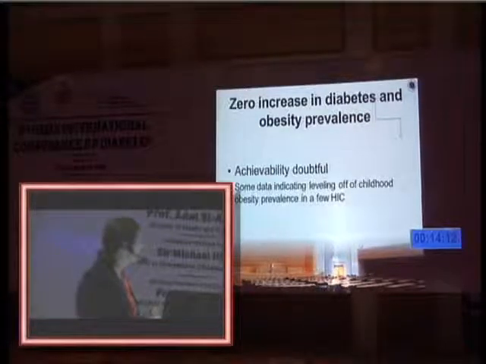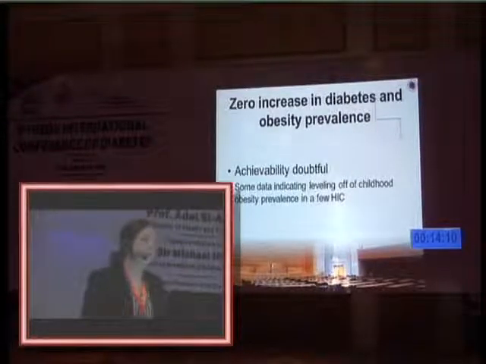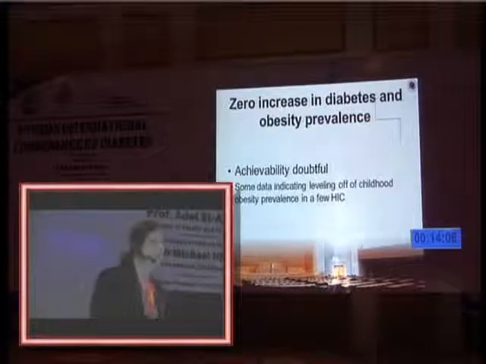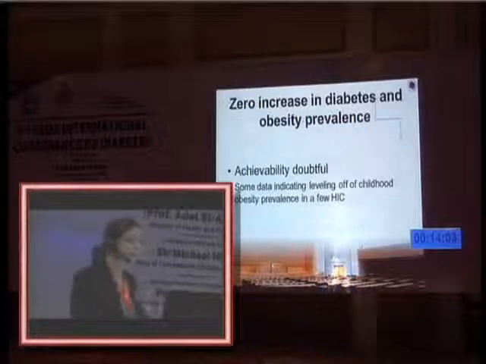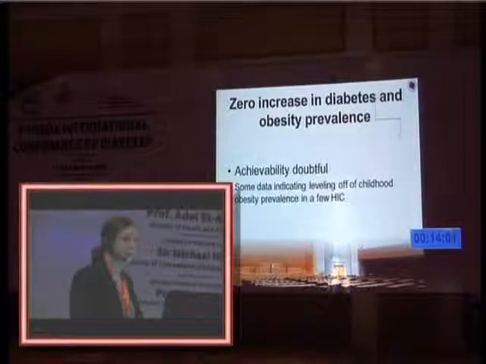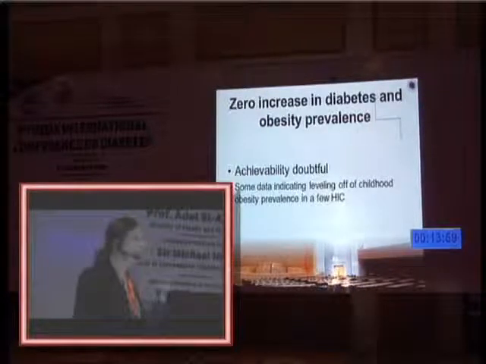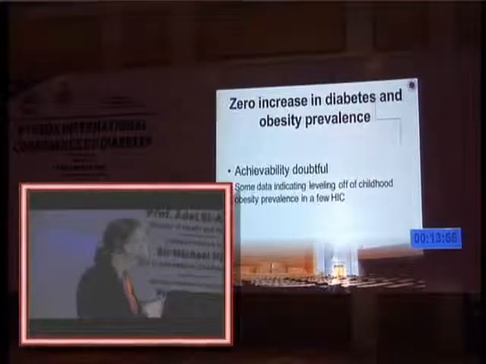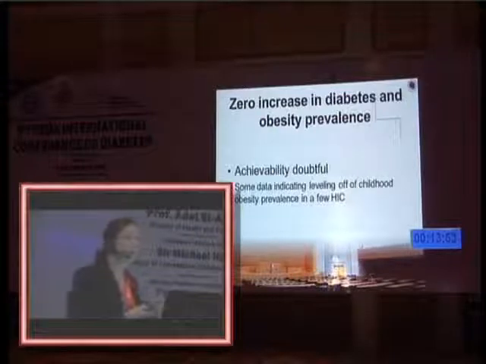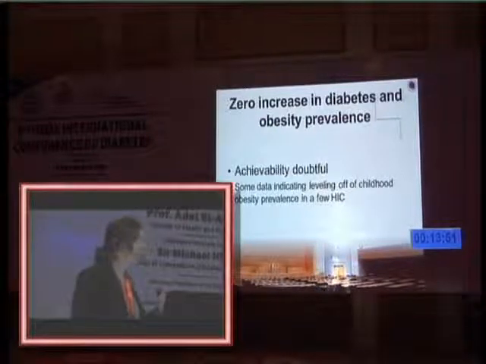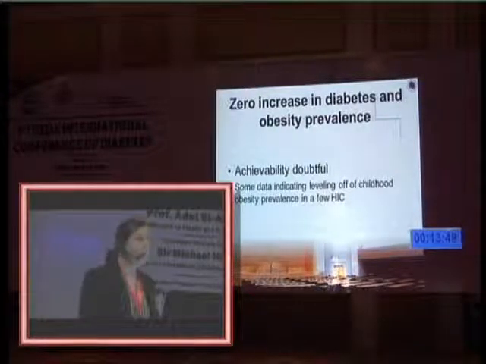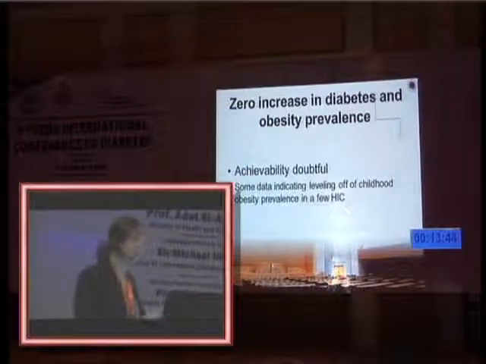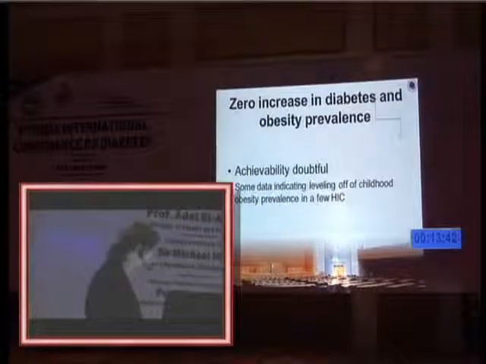And the achievability is doubtful because as populations age, naturally glucose metabolism deteriorates, and we are all living longer and longer. So this is a very inspirational target. It is unlikely that it is actually going to happen, especially if we will keep people with diabetes alive longer through the improved access to treatment.